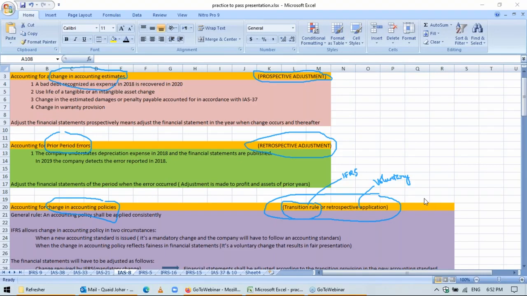Retrospective application means that the old policy was never there. You will apply the new policy in the way that the older policy was never there, that the new policy which is now going to be applied was always applicable. In that manner we will apply. It means we have to adjust the previous years' financial statements as well. That's why it's known as retrospective application.